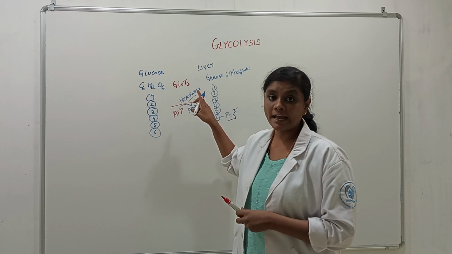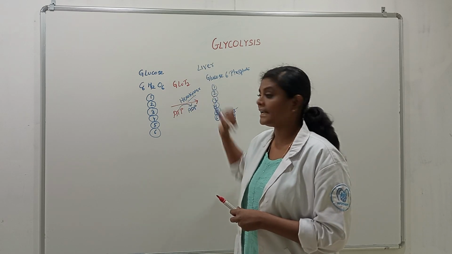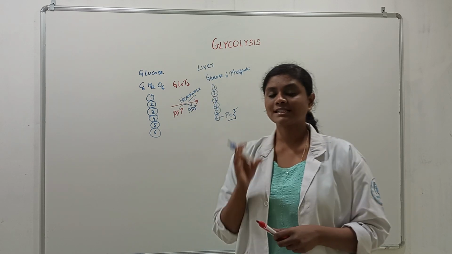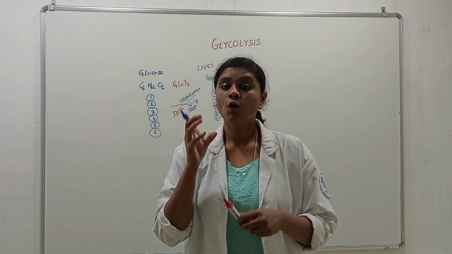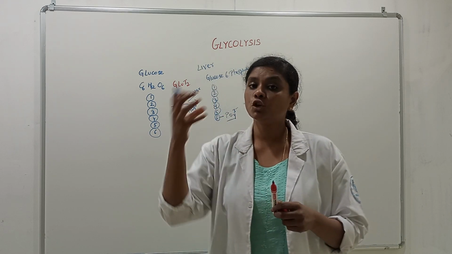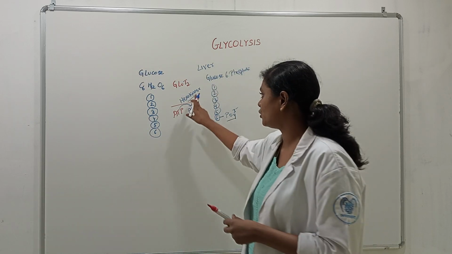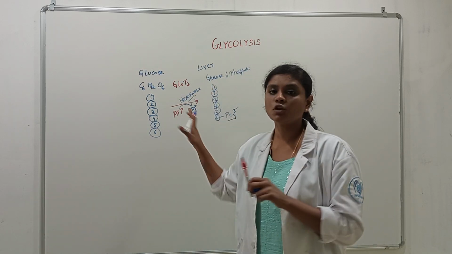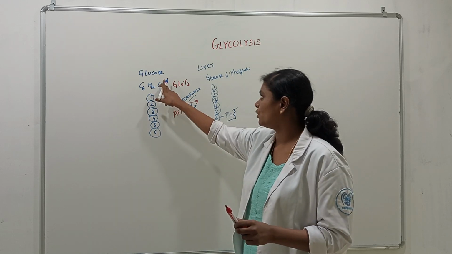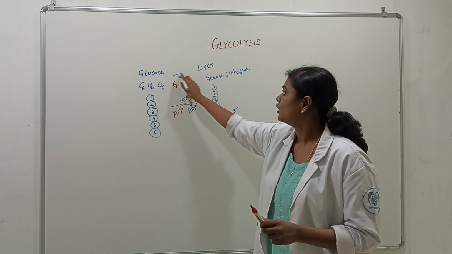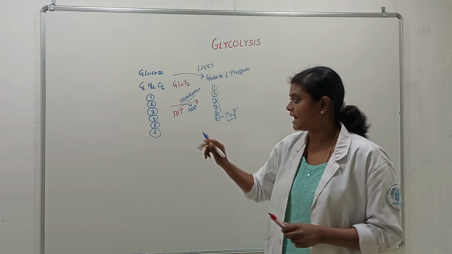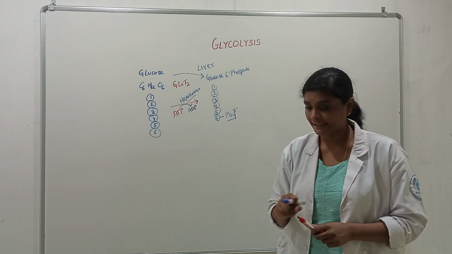Coming to the point of the enzyme again, hexokinase. Remember dear students, kinase is an enzyme which has the capacity to give a phosphate group or to remove a phosphate group. That's about your hexokinase. So this is all about your first step where glucose is getting converted into glucose 6-phosphate under the enzyme called hexokinase.